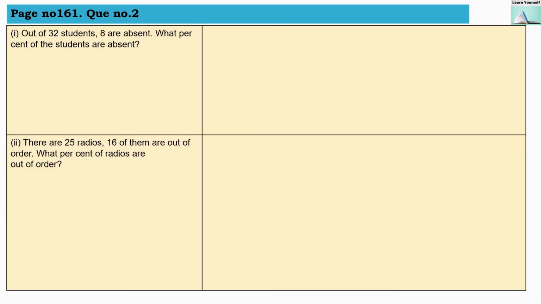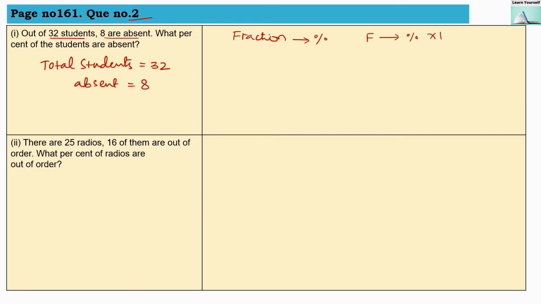Try these sums, page number 161, question number 2. First question is, out of 32 students, 8 are absent. What percent of students are absent? So total quantity here, total students strength is 32 students, and absent students are 8. So how to convert this first into a fraction? First, whatever quantities are there, we are writing them into a fraction, and that fraction we are converting into percentage. When a fraction we are converting into percentage, we are multiplying with 100.